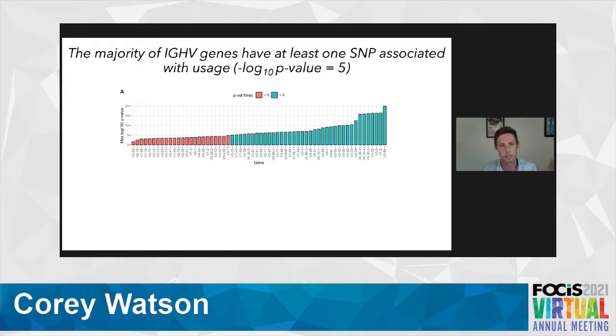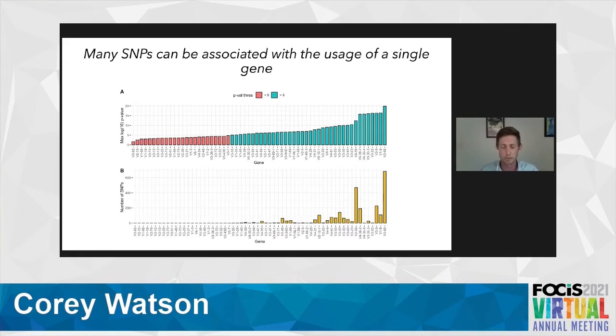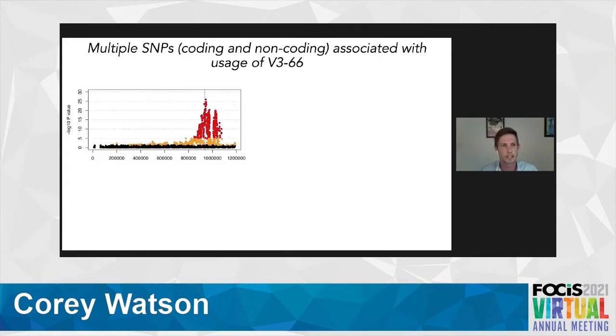At a high level, what we see when we ask, do SNPs correlate with usage in the repertoire? The majority of IgHV genes have at least one variant in the locus that's associated with its usage at a relatively high significance cutoff. In many cases, genes are associated with many SNPs, sometimes hundreds of SNPs, which are representative of these large haplotype effects. This is just an example to give you an idea of what we're seeing. This is for the gene 366.